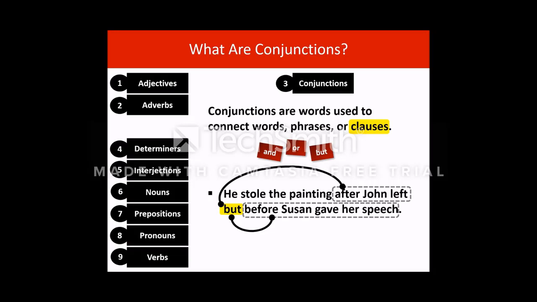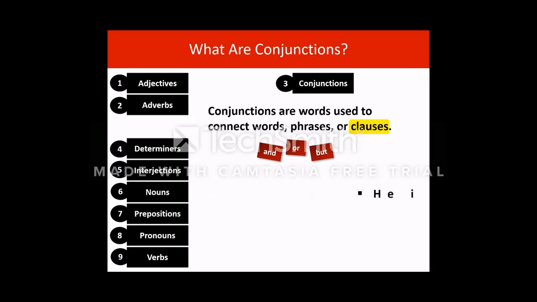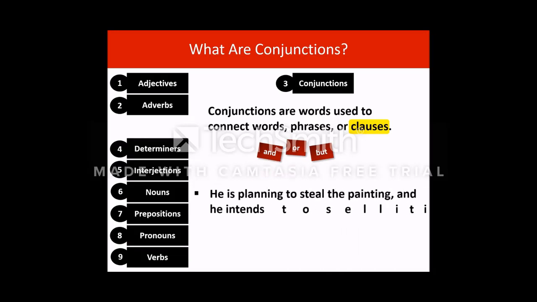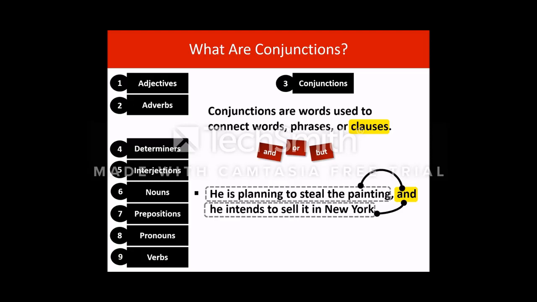Here is another example. He is planning to steal the painting and he intends to sell it in New York. So and is our conjunction, and it joins the clause he's planning to steal the painting and the clause he intends to sell it in New York. Look at these clauses though. These are independent clauses. That means that they could stand alone as sentences. And when a conjunction joins 2 independent clauses like this, the conjunction is preceded by a comma. A little more on that later.